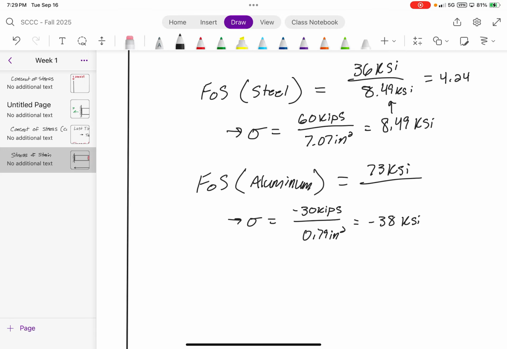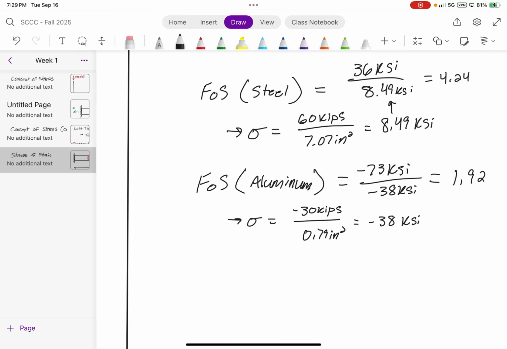Now, ultimate strength, that's an entirely different situation, because once a material yields, there's a ton of things that go into the nonlinearity of it. But for a linear region, they should remain the same. So, really, for the yield strength of this material, just put a negative sign. Negative 38 KSI. And you get roughly a factor of safety of 1.92.